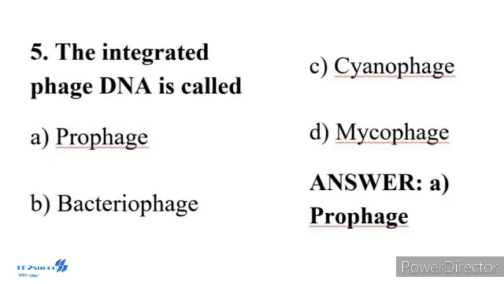Question number 5, the indicator phage DNA is called. Option A, prophage. Option B, bacteriophage. Option C, cyanophage. Option D, mycophage. So the correct answer, option A, prophage.